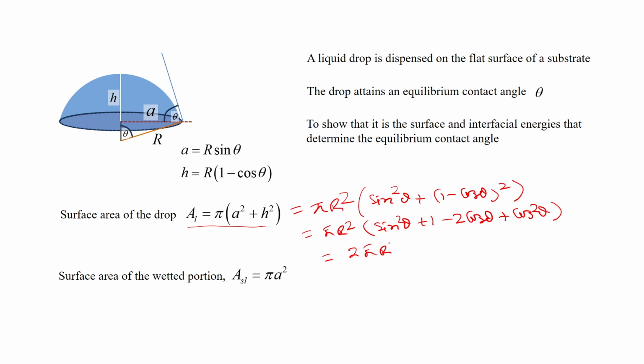So, it is 2 pi r square into 1 minus cos theta, and this is AL. ASL is pi a square, so it is pi and a is r sin theta, so it is pi r square sin square theta.